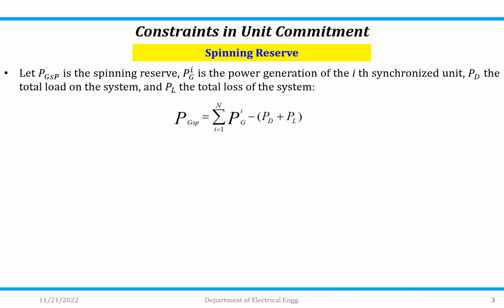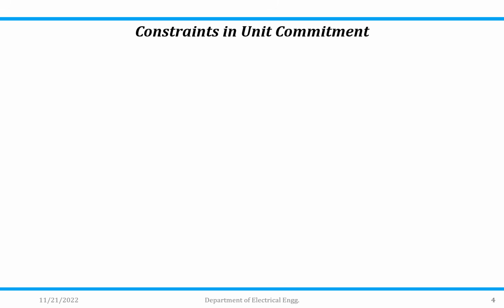Now let's say PGSP is the spinning reserve, so it is denoted like this. PGi is nothing but the power generated by the i number of units which are synchronized with each other. PD is the total demand on the system and PL is the total loss in the system. So this is the formula for the spinning reserve.